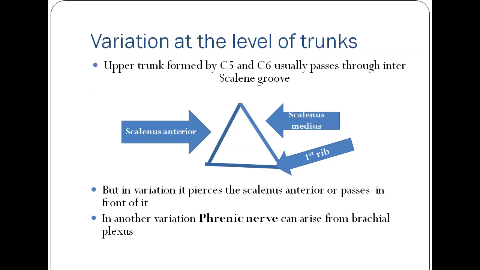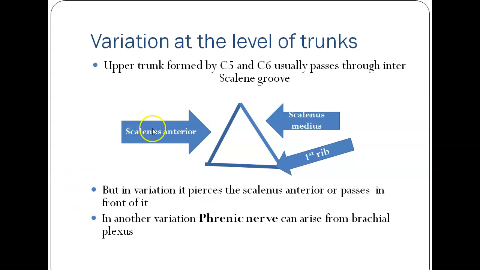Then we come to variation at the level of trunks. Upper trunk is formed by C5 and C6, and all the trunks usually pass through interscalene groove. So you are seeing one triangle that is called as scalene triangle. So that is the scalene groove. And anteriorly you can see one muscle, that is the scalenus anterior muscle.